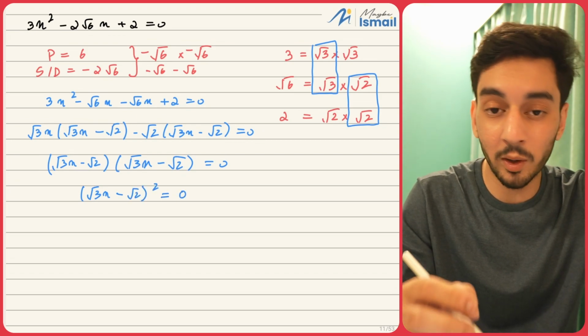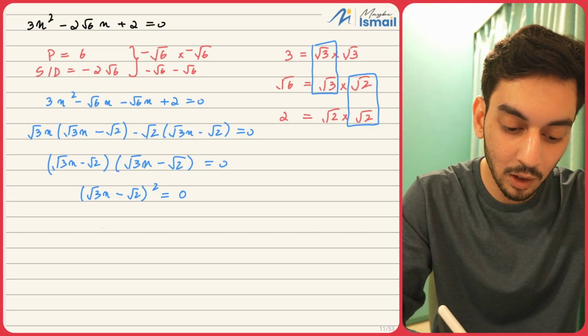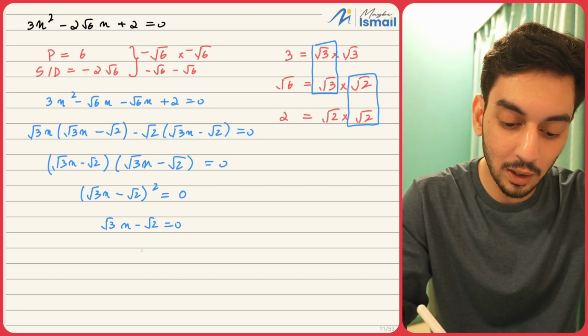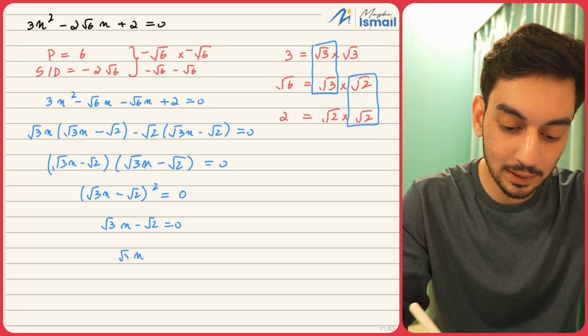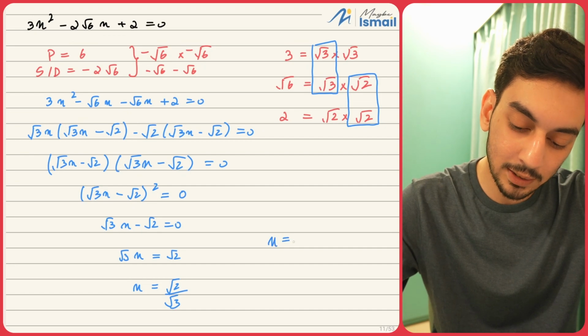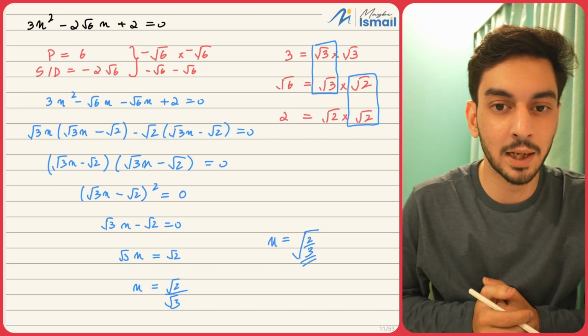I can just take a square root and I don't need to put a plus or a minus, because 0 is neither positive nor negative. So it is root 3x minus root 2 is equal to 0. Hence root 3x is equal to root 2. And finally, x would be equal to square root of 2 upon square root of 3, which I can also write as x is equal to square root of 2 over 3. The laws of indices says that I can do this thing.